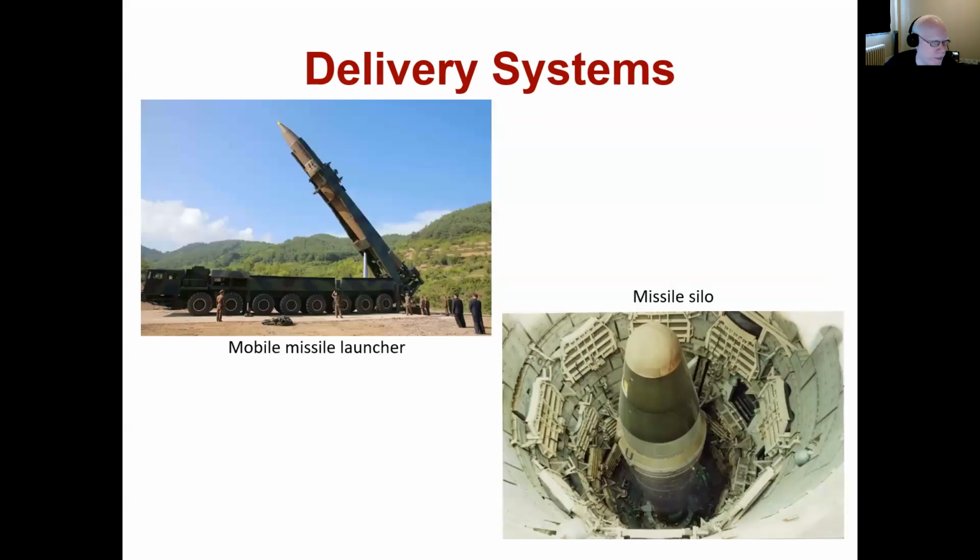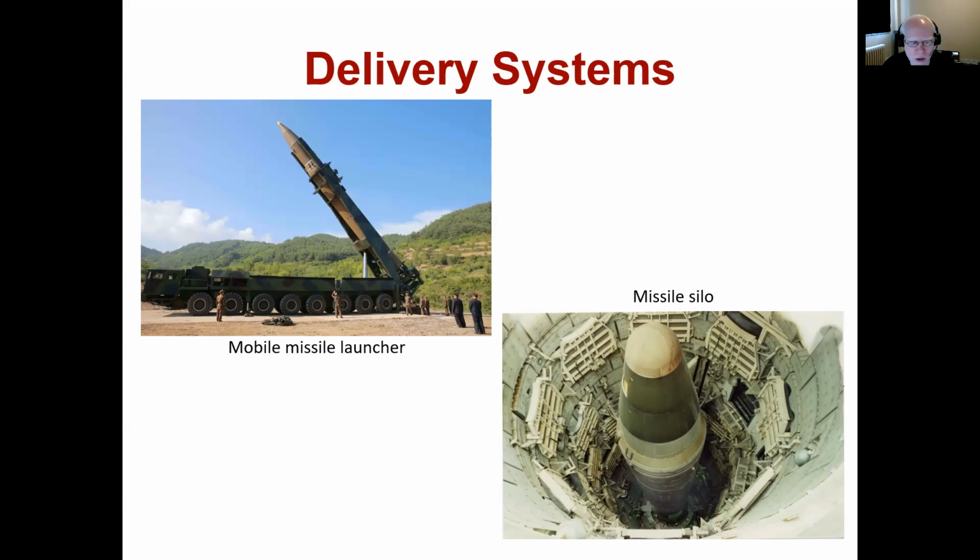Then we would have ground-based delivery of ICBMs. So we've got a mobile missile launcher on the left. This was the format favored largely by the Soviet Union. Mobile launchers are less defensible, because if you know where they are, they're very easy to destroy. But especially if you've got a large territory like the Soviet Union or the US, if you've got a lot of them spread out and mobile, it could be very difficult to keep track of where all of them are.